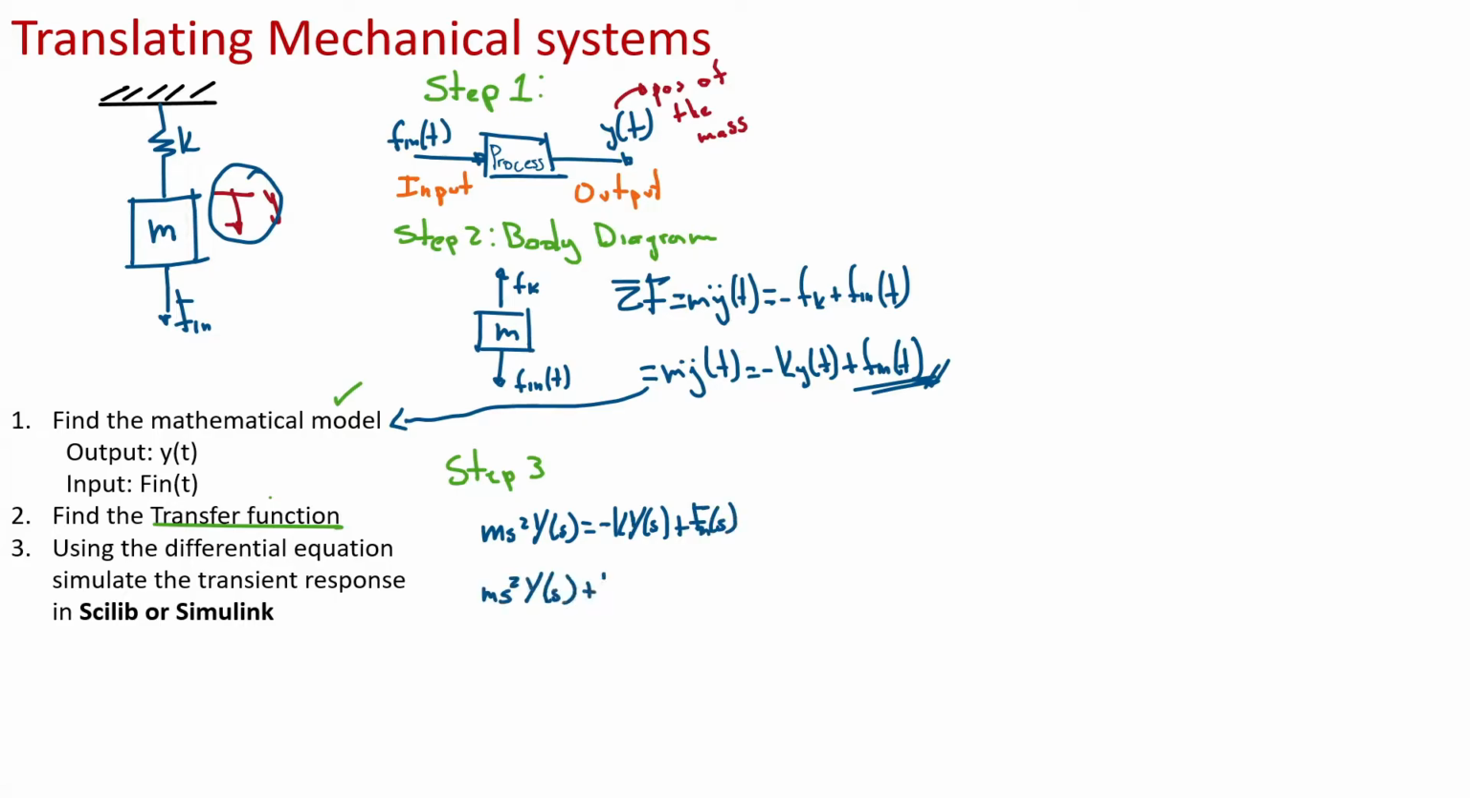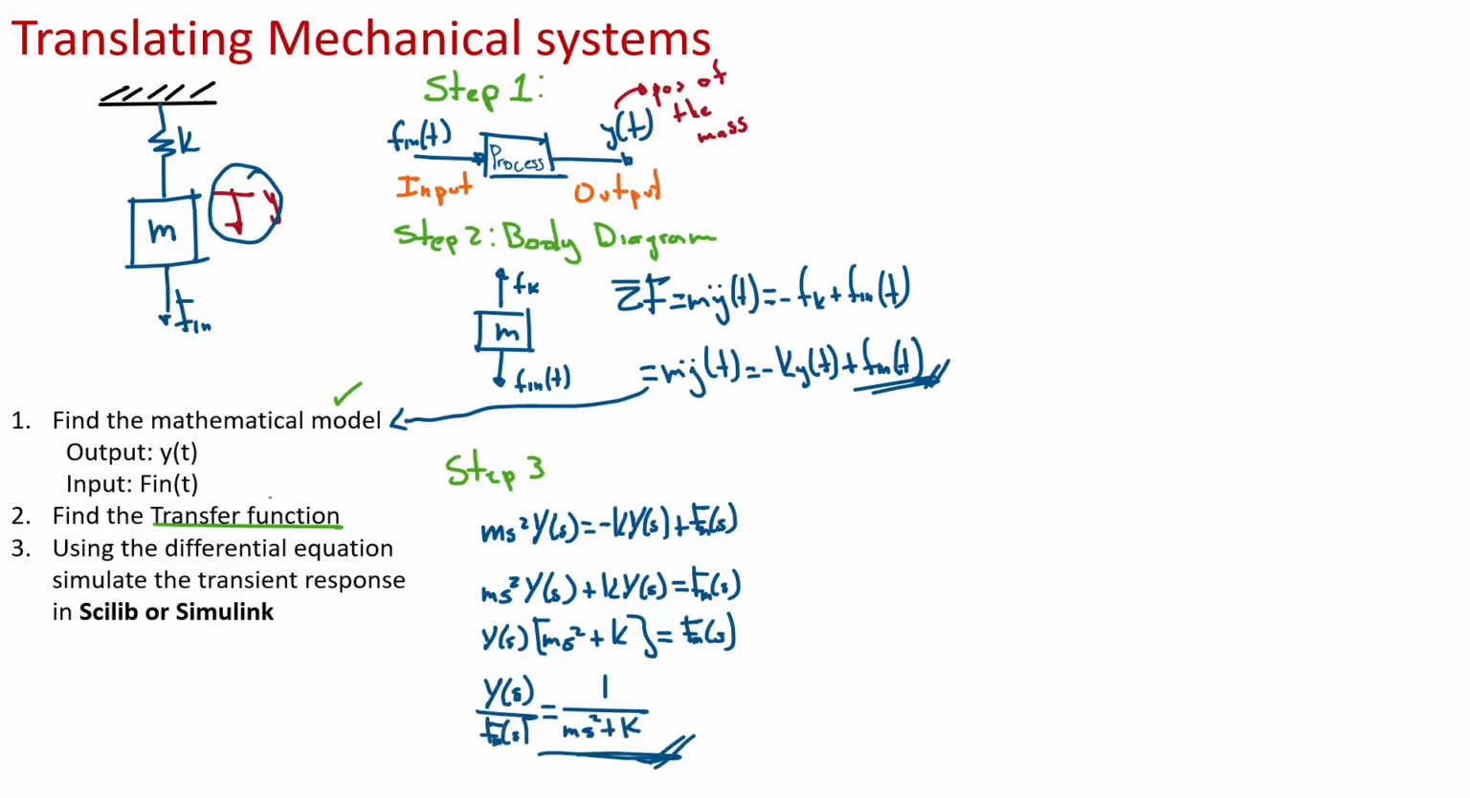We pass all the elements except the input to the left side, factorize y of s, and finally, solve for y of s divided by Fin of s. This is our transfer function G of s. The output y of s can be obtained by multiplying the transfer function times the input Fin of s. Okay, so we have the mathematical model and the transfer function.